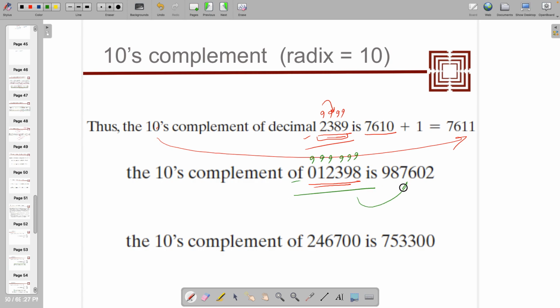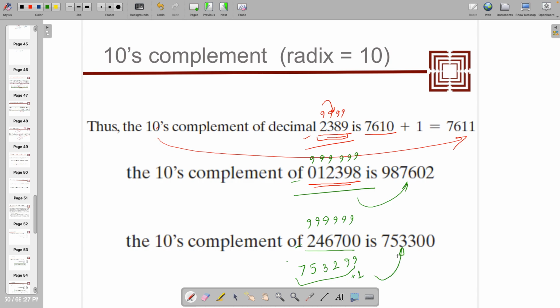The number is going to be 987601, right? And then adding 1 is going to give me the 10's complement, and that's also true for this number. All 9s minus this one is going to give me 9 9 2 3 5 7. Adding plus 1 is going to give me the 10's complement, right?